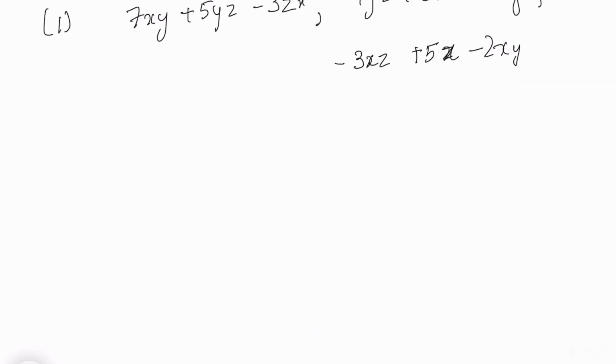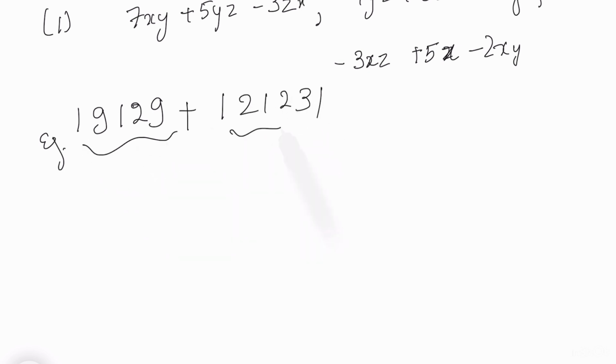Suppose I ask you to add numbers like 1919 plus 1231. Suppose these are the two numbers and I ask you to add. What is the first step you do? You can do it manually also, like 1 plus 9 is 10, and then there will be a carry, 3 plus 2 plus 1 is 6. So like this you can get it.